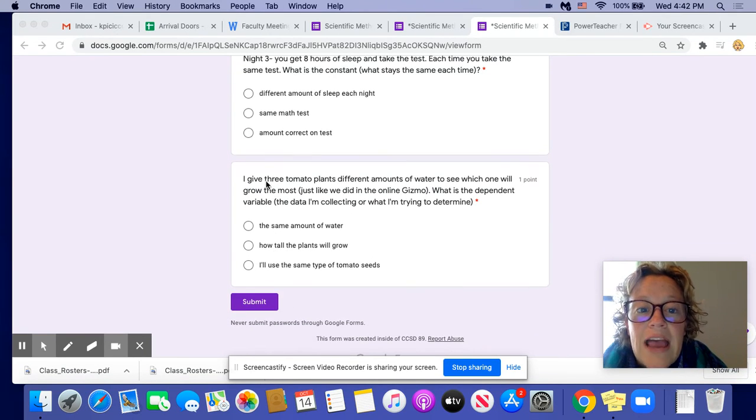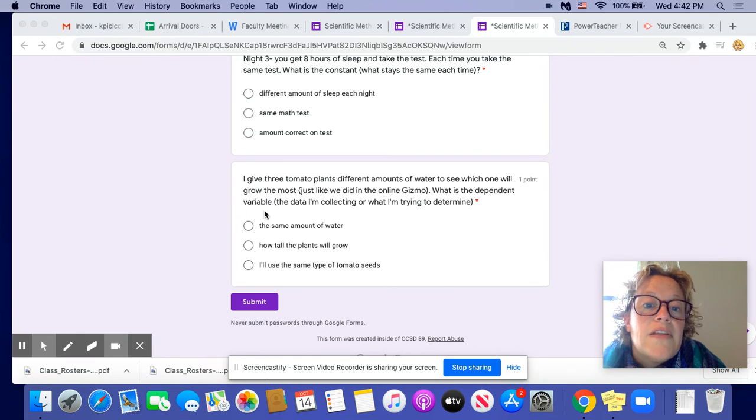Okay, and the very last question, same thing, but a little bit different of a question. We're going to now think back to the gizmo we did on the plant lab. Remember when we grew different plants on the fake gizmo lab? So it says, I give 3 tomato plants different amounts of water to see which one will grow the most, just like we did in the online gizmo. What is the dependent variable?